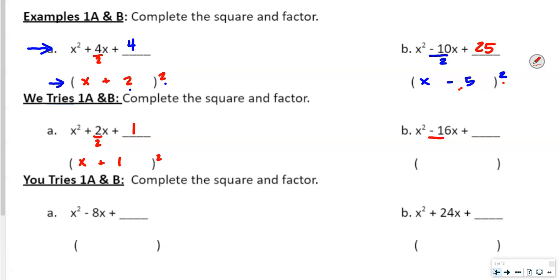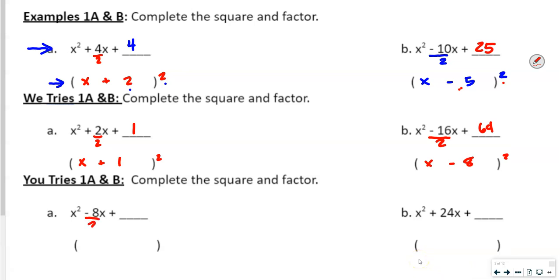Here again, divide negative 16 by 2, and that's going to give us x minus 8 squared, and then negative 8 times negative 8 is 64. Now go ahead and do the 2 at the bottom on your own. Pause the video and come back to me when you're done.